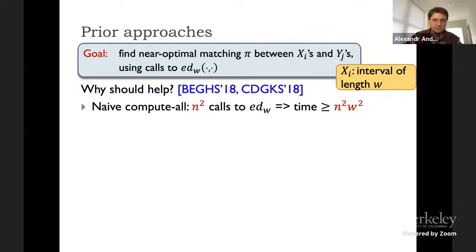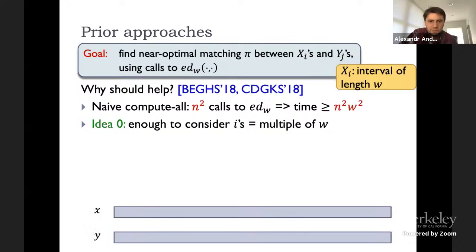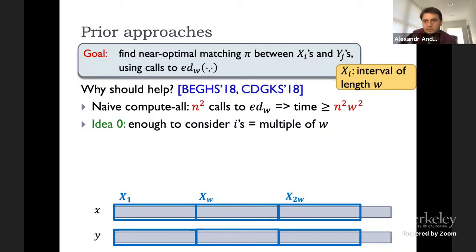Let's just really think about how many calls we need to edit distance and ignore for now finding the optimal alignment. Okay, so idea 0 is that, well, taking substrings should help us somehow, right? And the idea is that it should be enough to consider starting positions which are multiples of w, right? Since we're considering substrings of length w, x1 and x2 are almost the same thing. From the perspective of edit distance, they're very close to each other, so we shouldn't really be considering both of them. They're almost redundant.